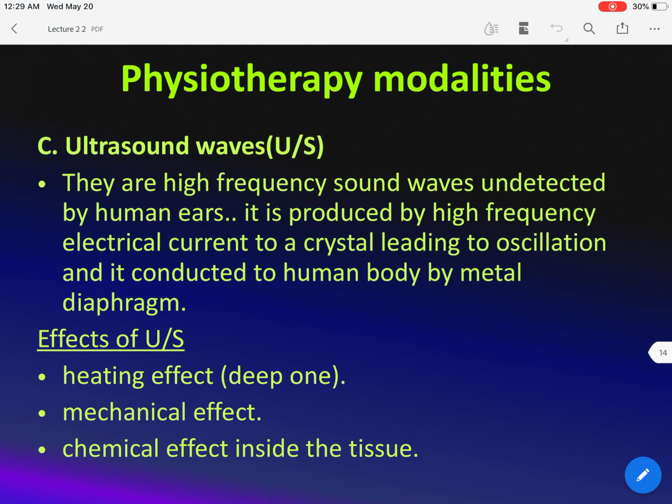Ultrasound waves are high frequency sound waves undetected by human ears. It's produced by high frequency electrical current to a crystal, leading to oscillation, and it is conducted to the human body by a metal diaphragm. It is the same ultrasound found in radiology and with obstetricians, but our ultrasound waves are therapeutic. Their ultrasound instrument is diagnostic.